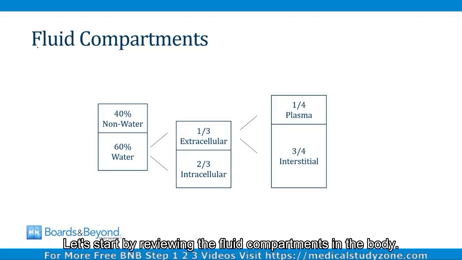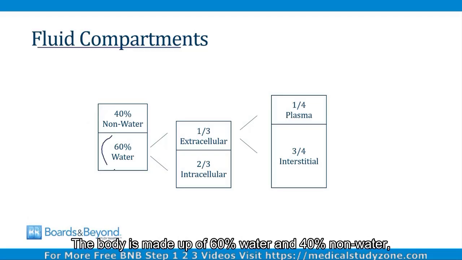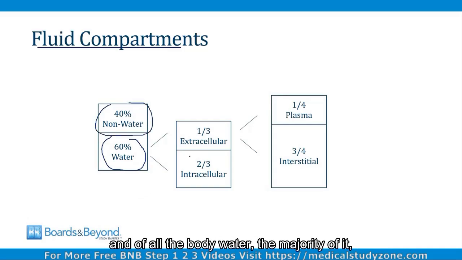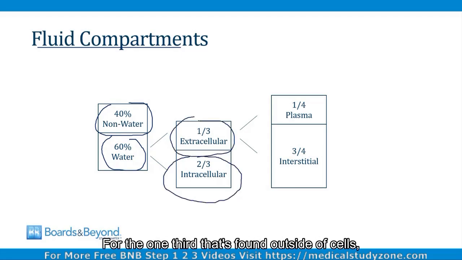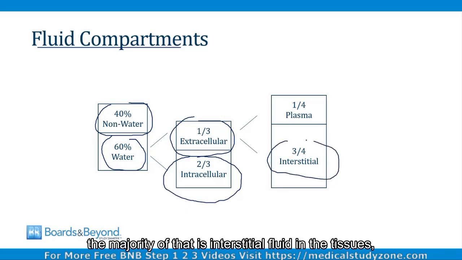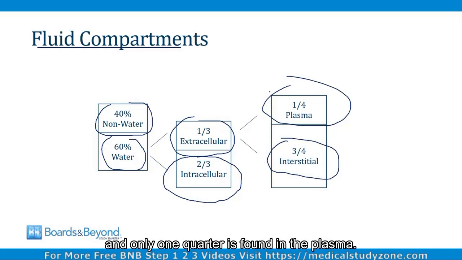Let's start by reviewing the fluid compartments in the body. The body is made up of 60% water and 40% non-water. And of all the body water, the majority of it, 2/3, is found inside cells. For the 1/3 that's found outside of cells, the majority of that is interstitial fluid in the tissues, and only 1/4 is found in the plasma.